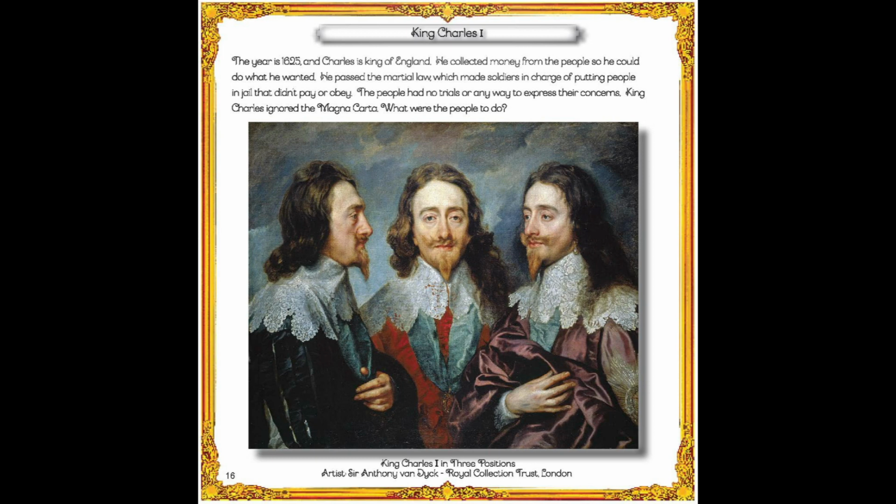The year is 1625, and Charles is King of England. He collected money from the people so he could do what he wanted. He passed the martial law, which made soldiers in charge of putting people in jail that didn't pay or obey. The people had no trials or any way to express their concerns. King Charles ignored the Magna Carta. What were the people to do?